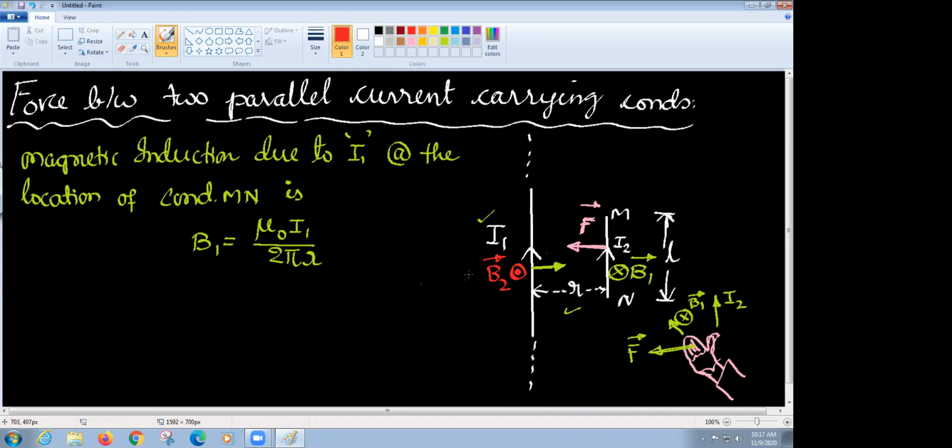So therefore, now again you take your right hand palm, you stretch your four fingers. Okay, you just take your right hand palm, and you twist it. Twist means you put your four fingers toward you. These four fingers towards you, that is B2, and I1 is along your thumb. Now the normal to the face of the palm is towards the wire MN. So this is what you have.